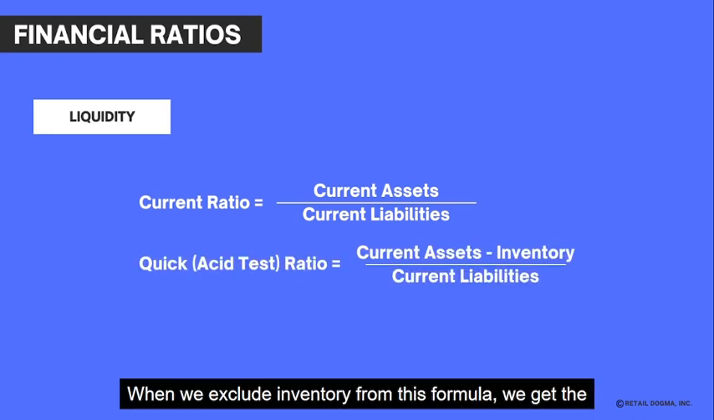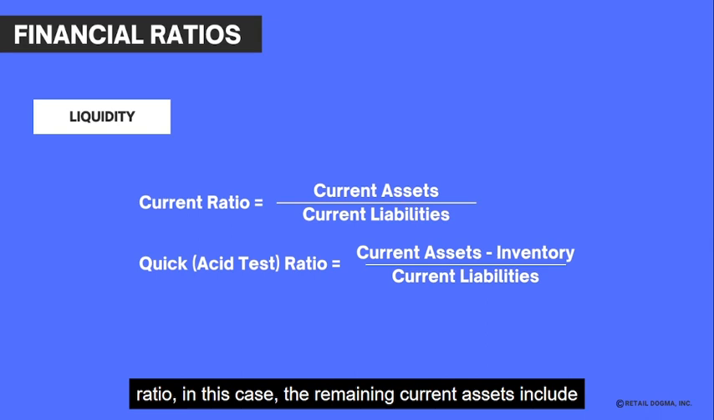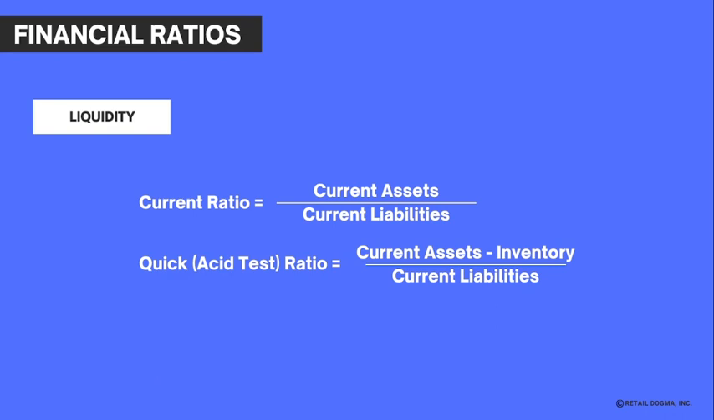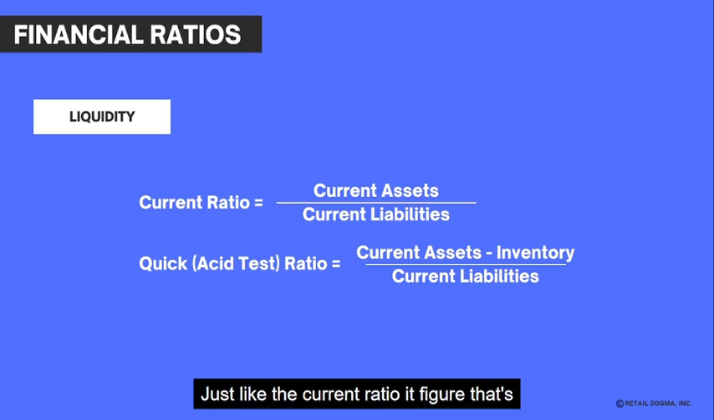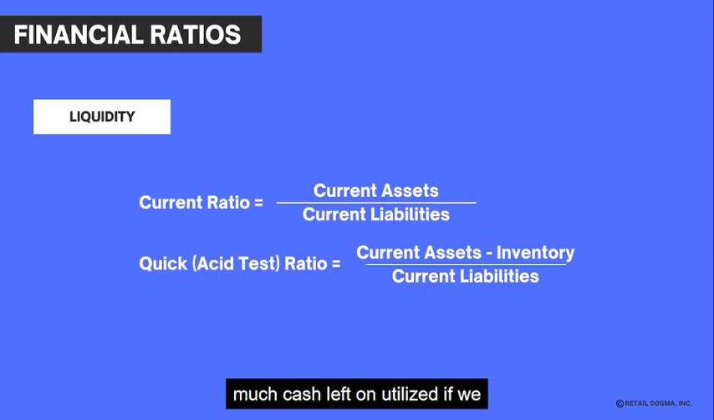When we exclude inventory from this formula, we get the quick ratio, also known as asset test ratio. In this case, the remaining current assets include cash, marketable securities, and account receivables, which are all considered quick assets because they can be converted to cash quickly. Just like the current ratio, a figure that's greater than 1 implies financial well-being of the company, but too high of a figure indicates too much cash left unutilized.